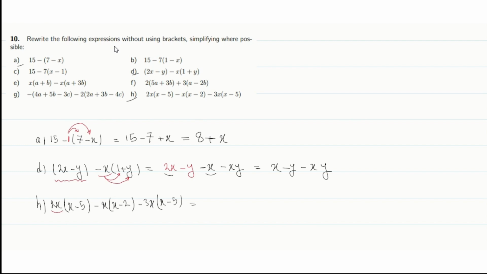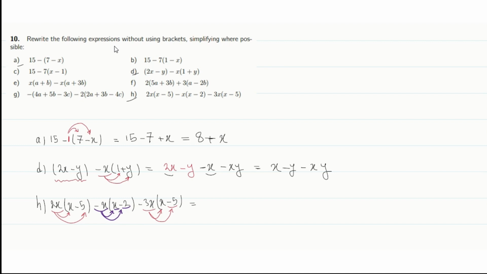So we just multiply 2x by each of these terms in here, x and -5. Then again, we do the same thing for -x. We just multiply it by each of these terms, the first term x and the second term -2. We do the same thing for -3x, multiplied by x, then multiplied by -5. And we're just going to write the answers, then combine the like terms.